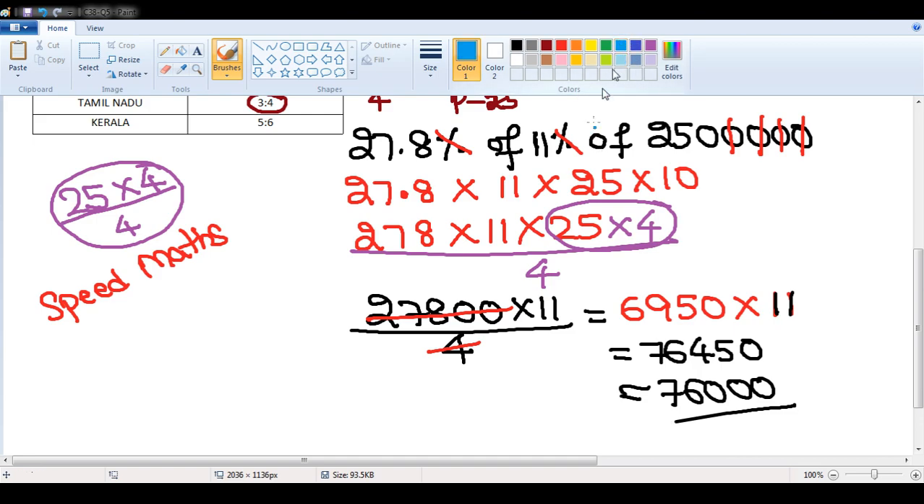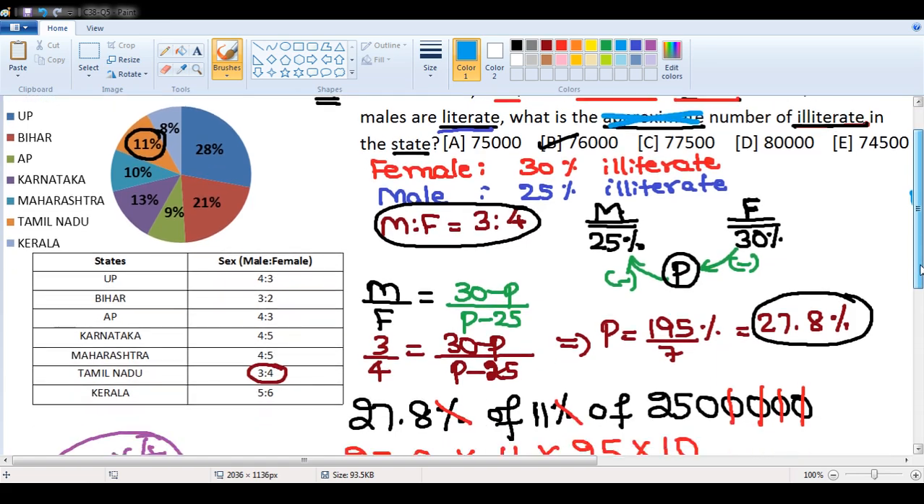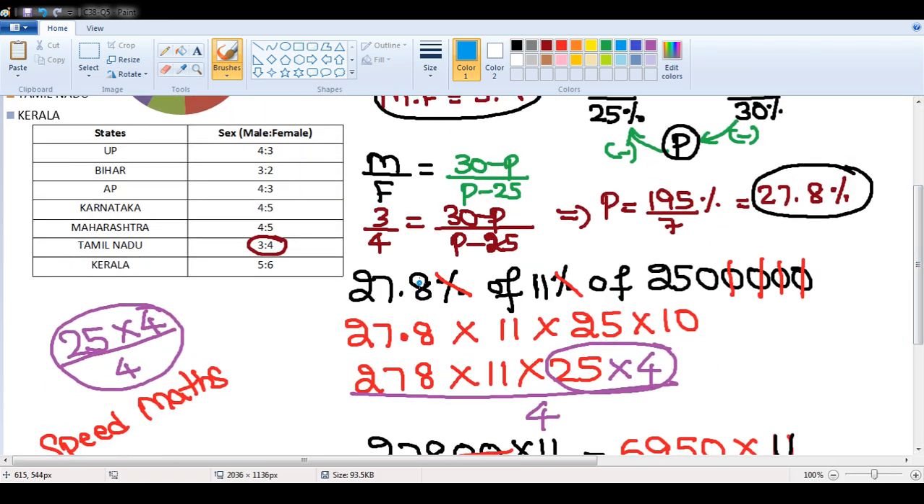Now, think a little logically. Everyone please observe carefully. Suppose this question was not asking for an approximate value, but for the exact value. If it was asking for the exact value, 27.8 into 11 into 22,500, that is what you got earlier, 25 lakhs is what you got. That means you are multiplying by 11, so the answer should be a multiple of 11.